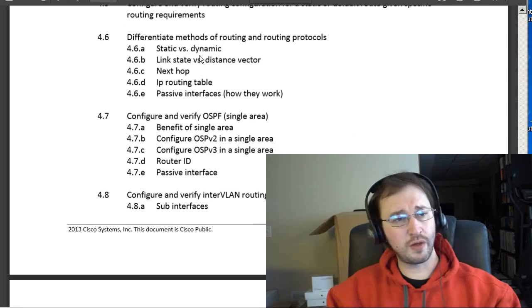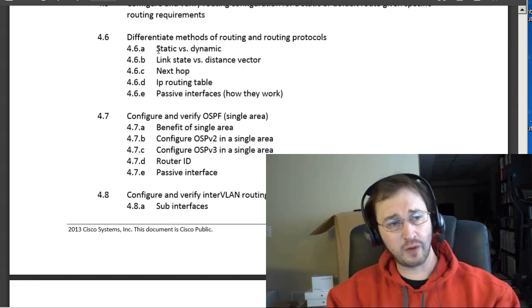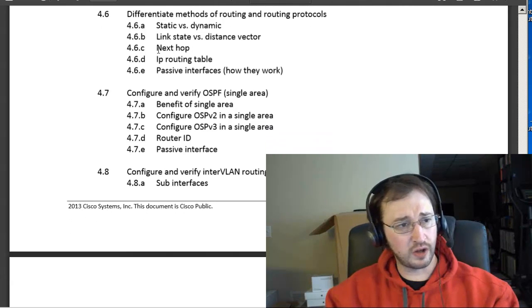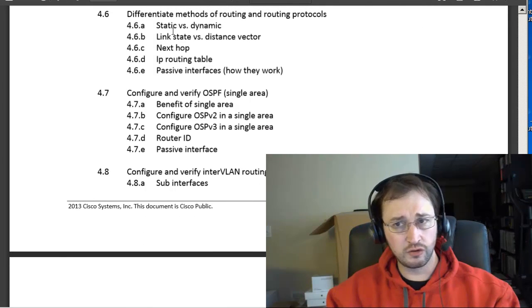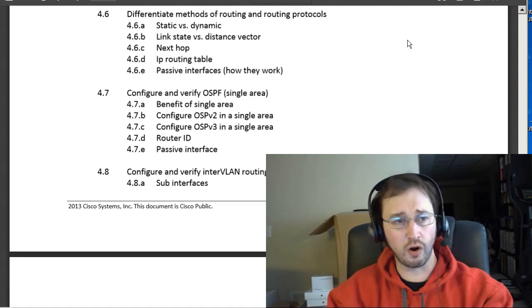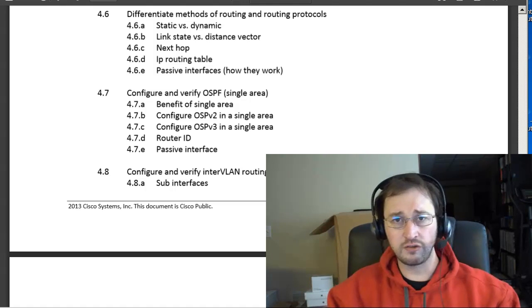Different methods of routing and routing protocols in 4.6. Understanding the difference between static and dynamic routing. So static is where we do what we talked about in the last section, where we're actually writing static routes to particular networks. Dynamic routing is where we get involved with different routing protocols, like RIP, OSPF, EIGRP, and so on and so forth.